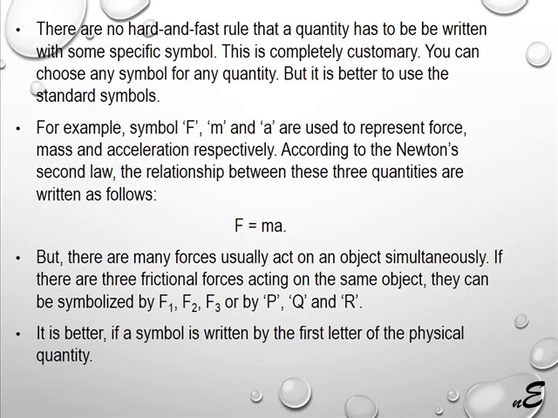There is no hard and fast rule that a quantity has to be written with some specific symbol. This is completely customary. You can choose any symbol for any quantity, but it is better to use the standard symbols. For example, symbols F, m, and a are used to represent force, mass, and acceleration respectively. According to Newton's second law, the relationship between these three quantities is written as F = m a. But there are many forces usually acting on an object simultaneously.